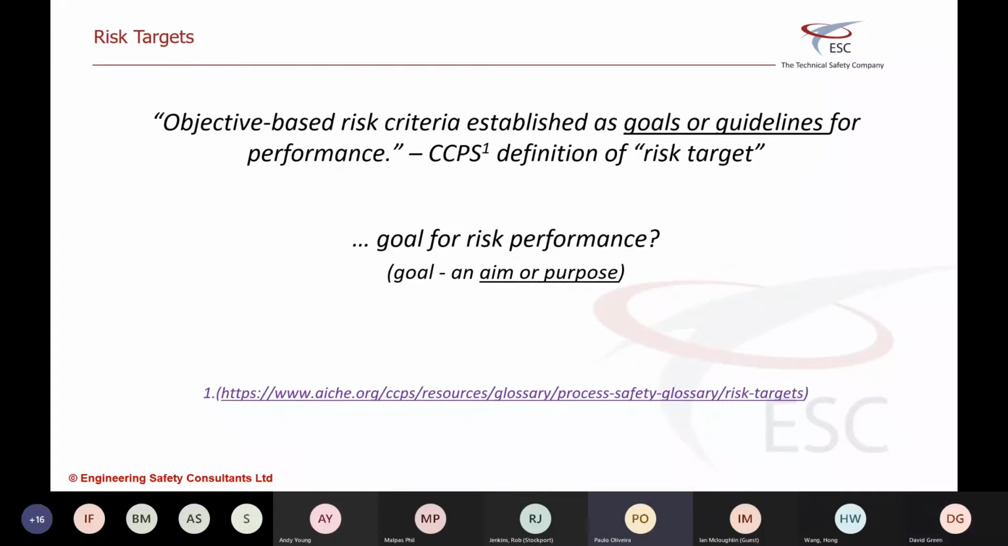So you could interpret that as a goal for risk performance, and a goal is typically defined as an aim or purpose. Now, if we break down those sentences into its components, if it's objective based, it infers that there's a clear deliverable, that you are expected to deliver something that confirms you've met that objective. If there's a goal, that infers that you need to aim. There's an aspirational nature to having a goal. You're driving towards something.